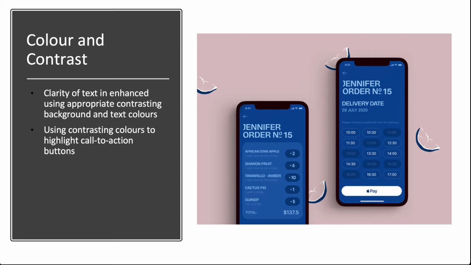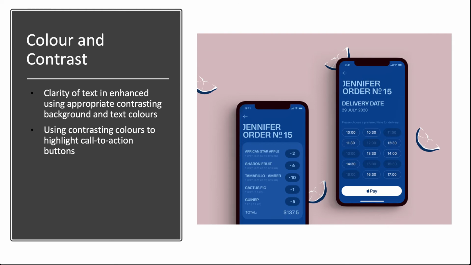Okay, color and contrast. Clarity of text is enhanced using appropriate contrasting colors for background and text colors, and then using contrasting colors to highlight call to action buttons. So in this case here, your light blue on dark blue is very clear to read. And then you also have a darker shade of blue here for the background. And you see the Apple Pay button, right? So these are what I call call to action buttons.